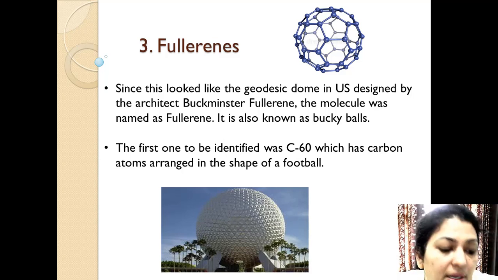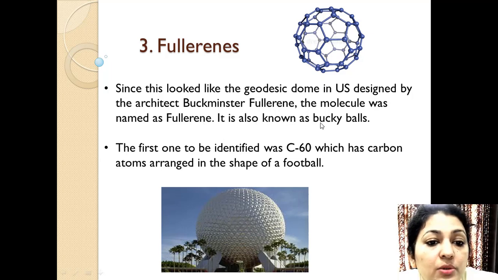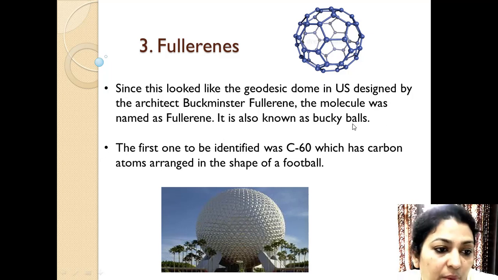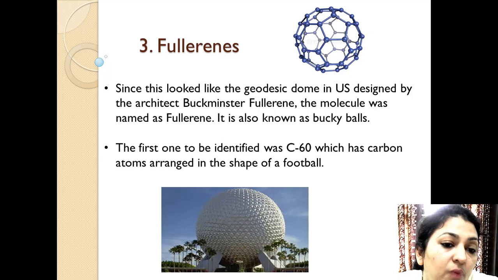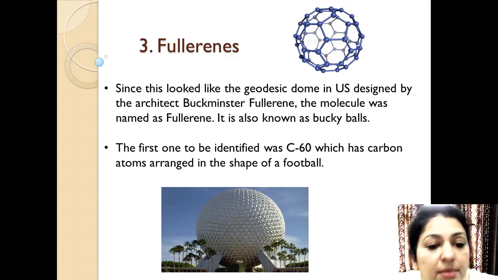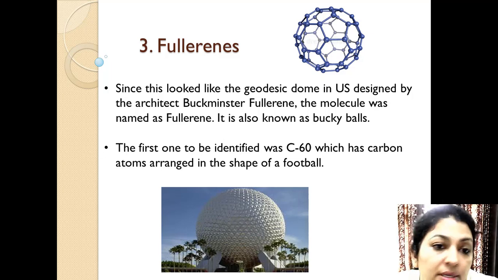It is also known as buckyballs. The architect's name is Buckminster Fuller, therefore they are also called buckyballs. The first fullerene identified was with 60 carbon atoms, and it was in the shape of a football. Nowadays, many fullerenes are known. Hope it is clear to you.